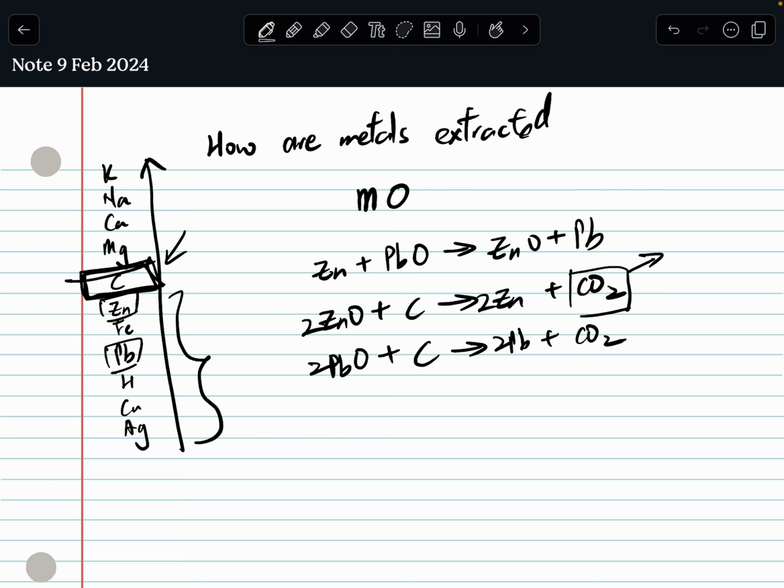You might ask, what if the metals are up here? The metals up here are more reactive than carbon, so you cannot extract them by adding carbon. Therefore, the only way to do it is by electrolysis. That's all for this chapter.